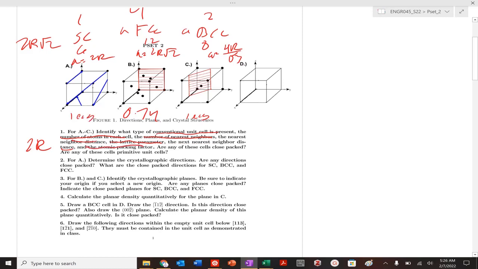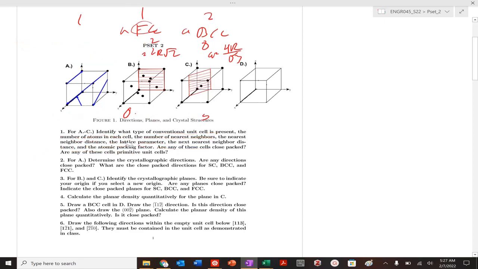Are any of these cells close packed? Yes, FCC. Are any of these cells primitive unit cells? Yes, simple cubic. So FCC is close packed, simple cubic is primitive. All right, that's number one down the drain, effectively.